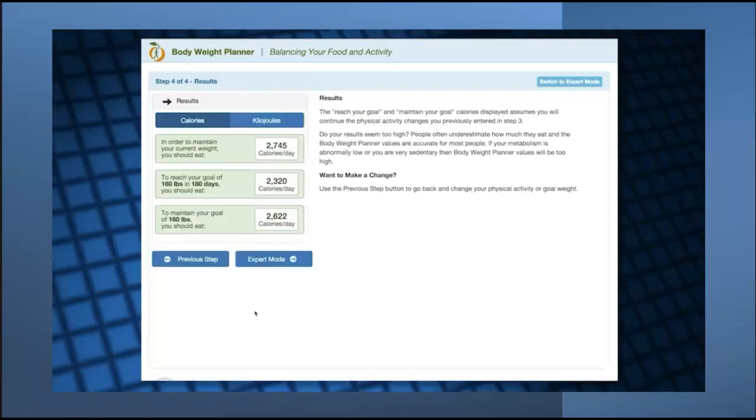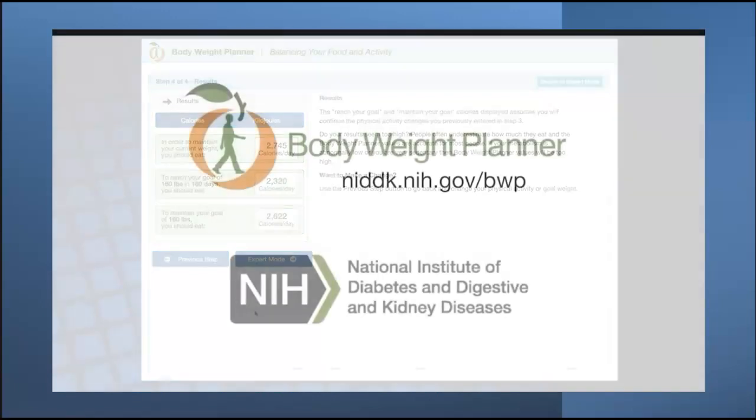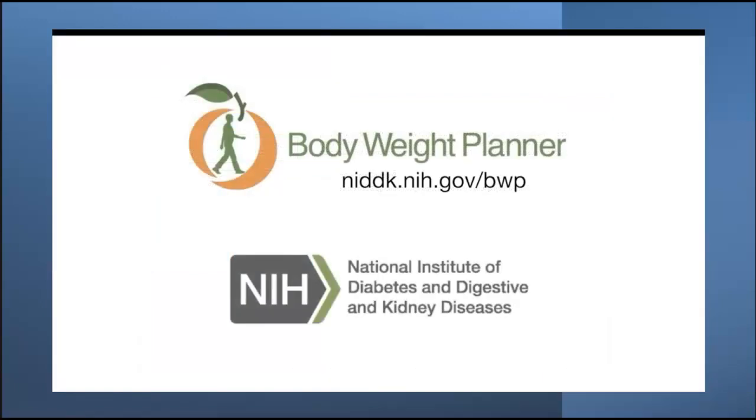I'll go on to the final step where I can see my results. The Bodyweight Planner says that I will maintain my current weight by eating 2,745 calories a day. To reach my goal of 160 pounds in 6 months from now, I need to eat 2,320 calories a day, along with starting to walk my dog in the mornings. After I reach my goal weight, I can eat 2,622 calories to maintain 160 pounds, assuming I continue with all my physical activity. I hope you find the Bodyweight Planner to be a helpful tool.